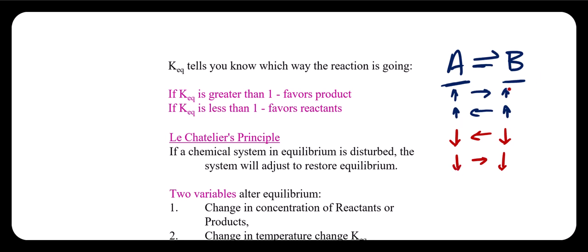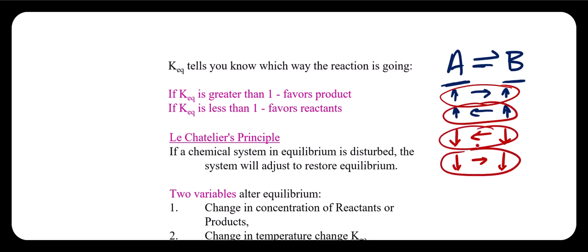So if you notice, I'm always going to have either more of both if I add one, or less of both if I take one away. The equilibrium will adjust, or the reaction will adjust, go whichever way it needs to, since it's a reversible reaction, to go to a new equilibrium, the new equilibrium being either more of both or less of both.